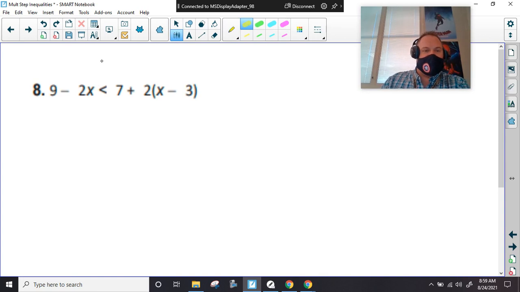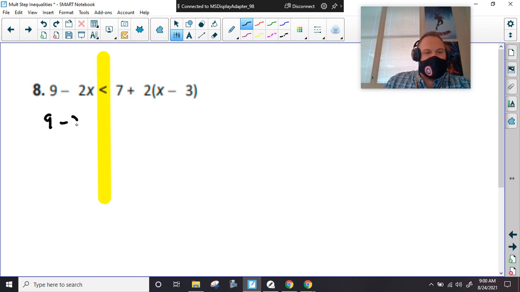Number 8. Number 8 looks really busy. Okay. So I did my highlighter. This actually helps me visually. On the left-hand side, I've got that. Now, the 7 has nothing to do with what's happening over here. Nothing at all. Okay. So I'm going to just bring it down. I have to distribute. So I have 2x minus 6. Okay.